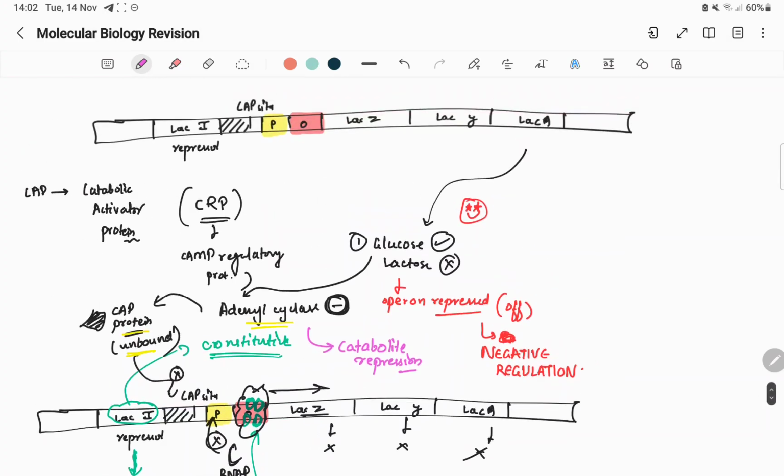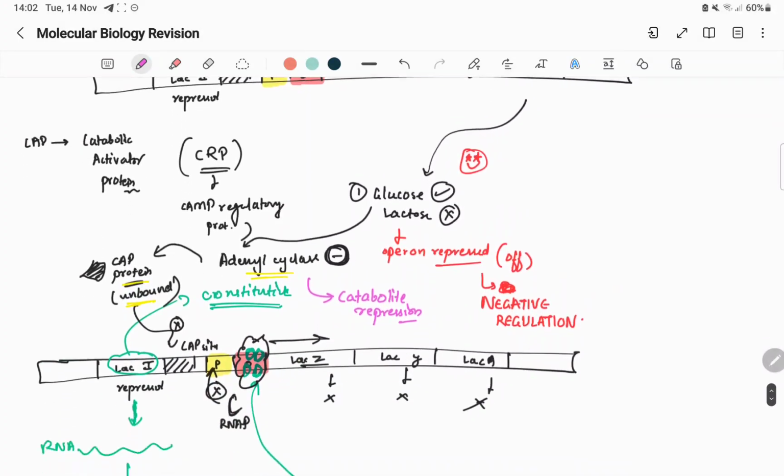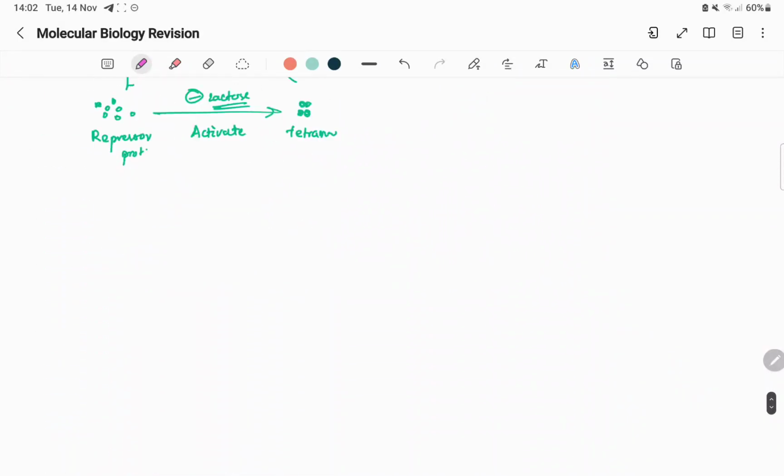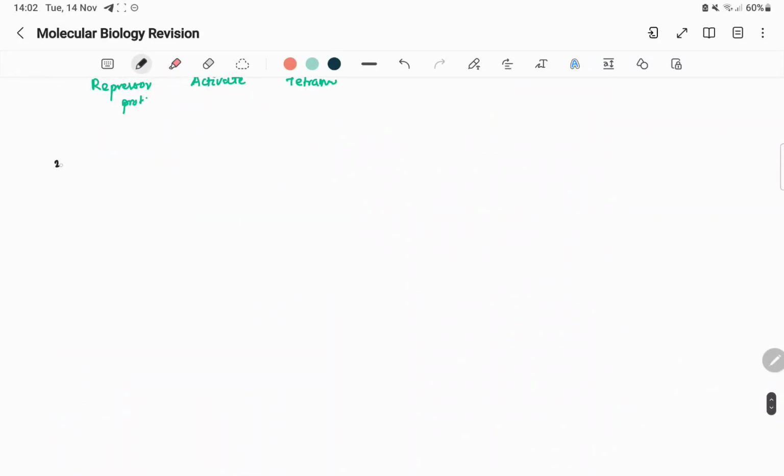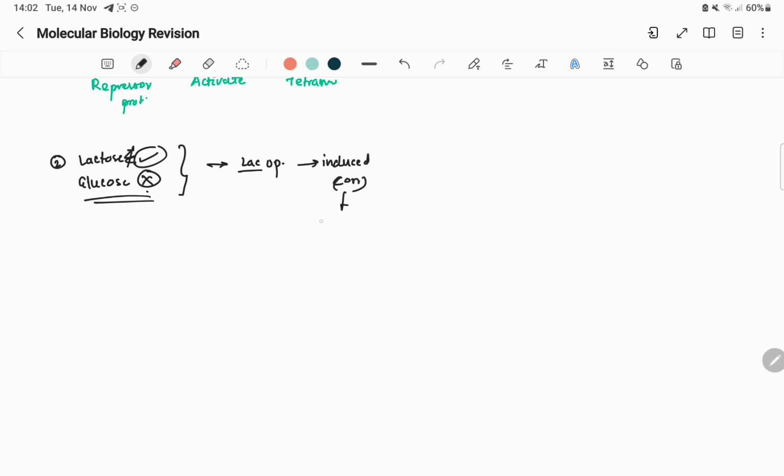Understood? What are the phenomena that are happening? So this is the first case. Let's say you have lactose and no glucose. Lactose is present, and glucose is absent. So here the lac operon will be induced. This will be on. This is called positive regulation.